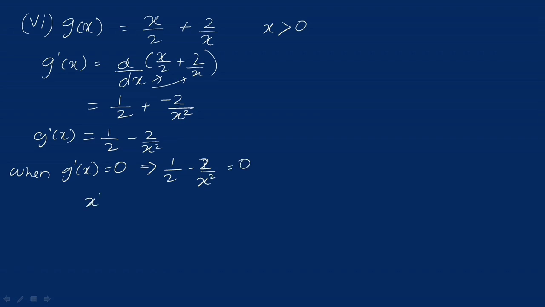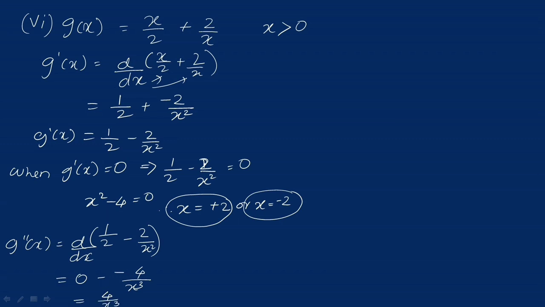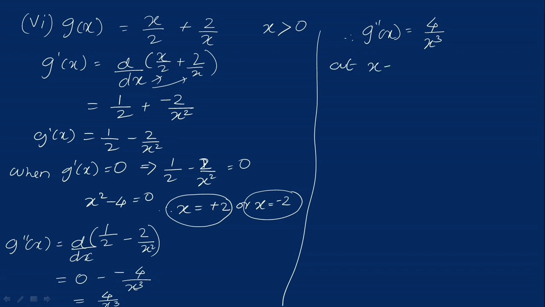When g dash of x is equal to 0, 1 by 2 minus 2 by x square is equal to 0, or x square minus 4 equal to 0, so x has two values, plus 2 or minus 2. So what is g double dash of x? That is d by dx of 1 by 2 minus 2 by x square. d by dx of 1 by 2 is 0, d by dx of minus 2 by x square is minus 4 by x cube. So minus into minus is plus, so plus 4 by x cube. So g double dash of x is equal to plus 4 by x cube.